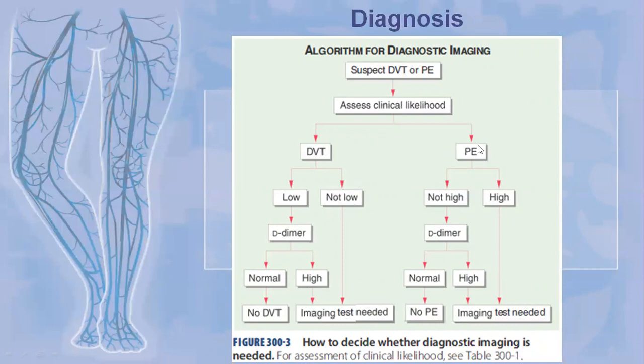So for pulmonary embolism, you assess the clinical likelihood. If it's high, then immediately proceed to the imaging test needed. And if it's not high, you may request a D-dimer. If it's normal, then there's no pulmonary embolism. If it's high, then proceed with the imaging test.